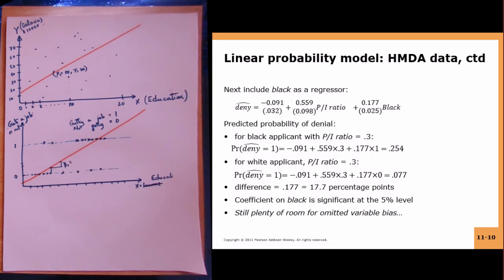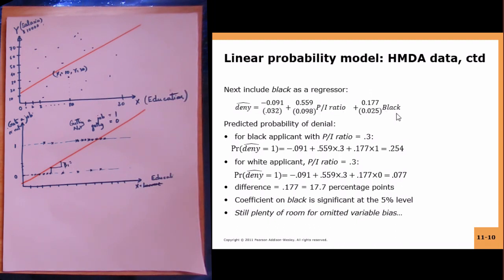So we look at the linear probability model, where now we include another independent variable. That is, we include the race of the applicant, which is a dummy variable which takes a value of 1 if the applicant is a black person, or takes a value of 0 otherwise. We are trying to see whether there might be any omitted variable bias.